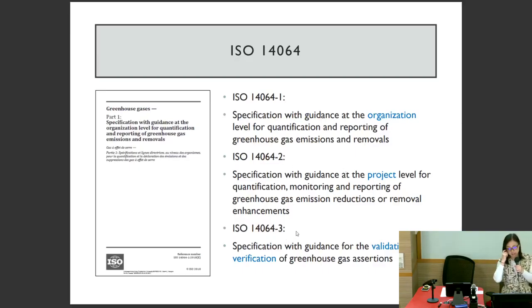And number 3 is the specification with guidance for the validation and verification of greenhouse gas assertions. So when you have prepared a carbon emissions report according to the ISO standard, you need to find a third party to validate your report. So this is according to number 3. It specifies the guidance about how to validate and verify the data or the carbon emissions.